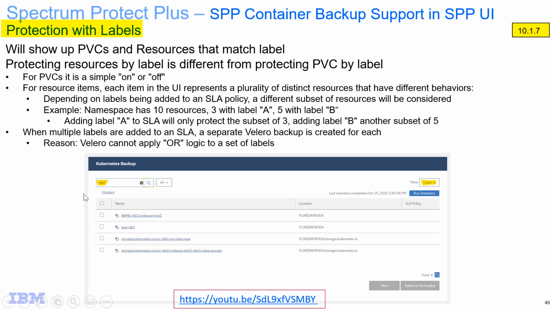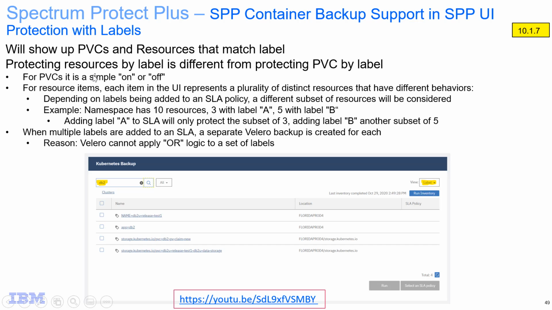In addition to doing the backup based upon the namespaces, you can also do it based upon labels. So if you click on the view and choose labels here in the user interface and then enter the label, in this case we entered DB2, it will show you the PVCs and resources that match that label. So it's really going to depend upon how your environment is laid out. If you have a very large namespace with many different applications running inside of it, you may choose to do a label-based backup versus a namespace-based backup, versus if you have a dedicated namespace for a specific application.